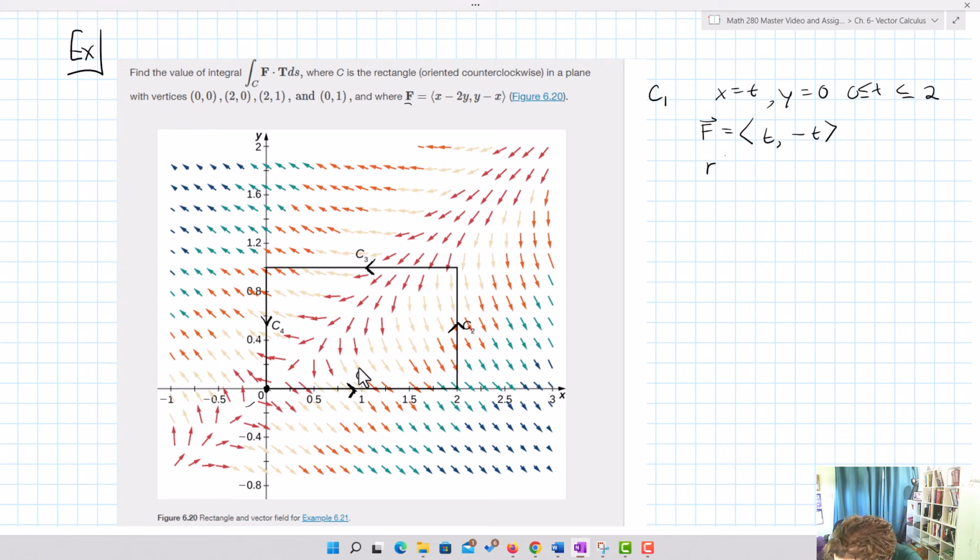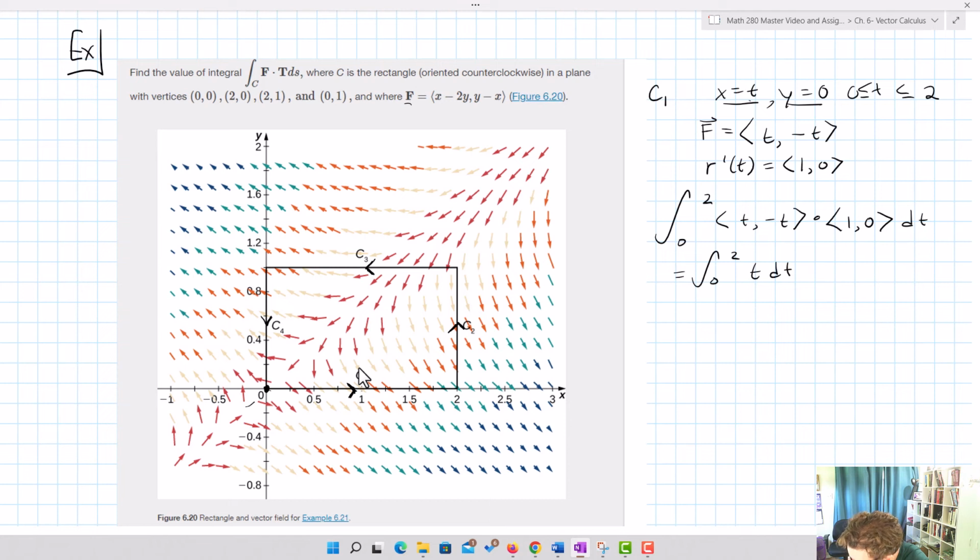And then I've got r prime of t. Remember, r of t is just (x of t, y of t). r prime of t is going to be (1, 0), because it's the derivative of x and the derivative of y. So what I've got now is the integral from 0 to 2 of (t, negative t) dotted with (1, 0) dt. And that's the integral from 0 to 2 of just t dt. So that's my first integral. That's going to be this section right here.